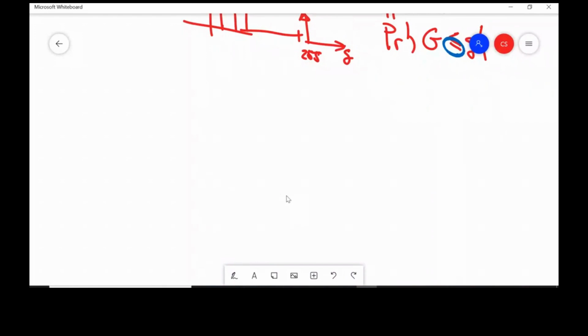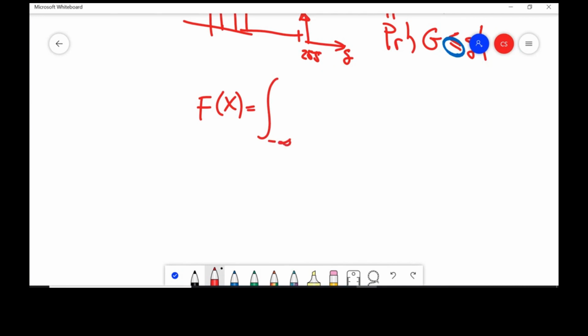Okay, so let's look again at this thing. Let's look first at the continuous case. So F of x is the cumulative distribution function. And this we have said is the integral from minus infinity to x of the probability density function.